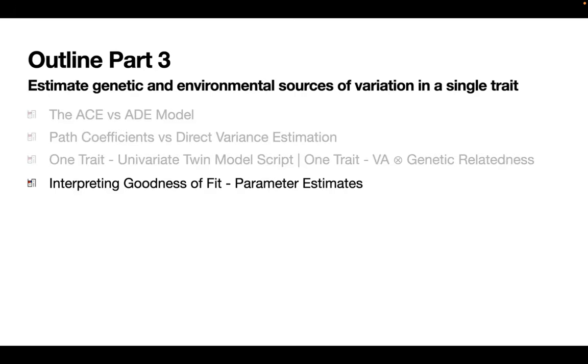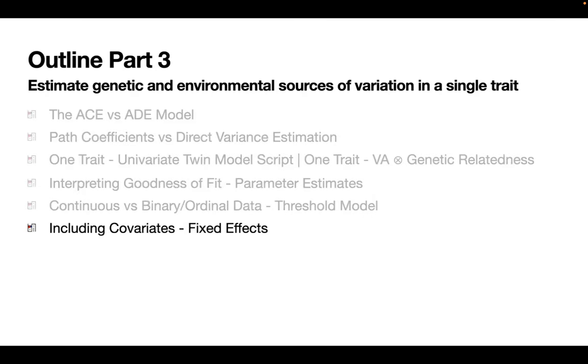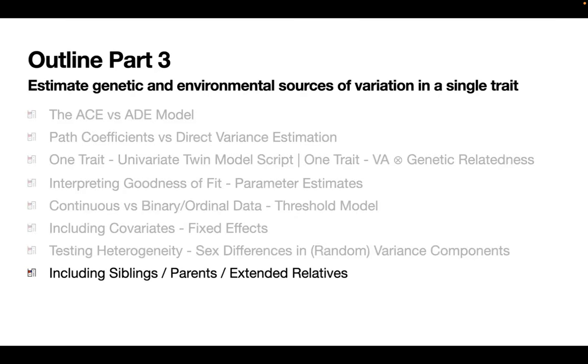We talk a little bit about how to interpret the goodness of fit statistics as well as the parameter estimates, before highlighting some additional issues, including how to analyze data that are either binary or ordinal, how to include covariates, how to test for heterogeneity with a focus on sex differences, and finally, how to include information from other relatives such as siblings and parents.